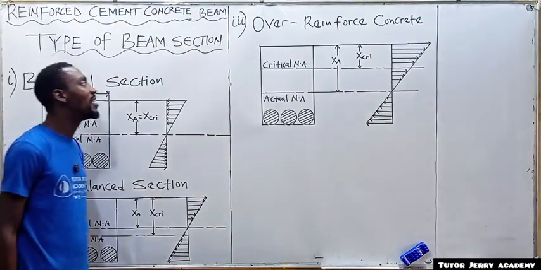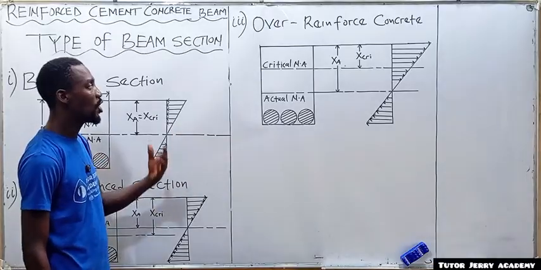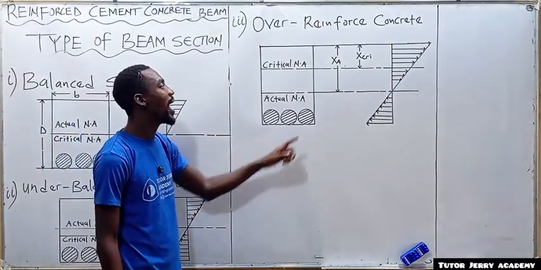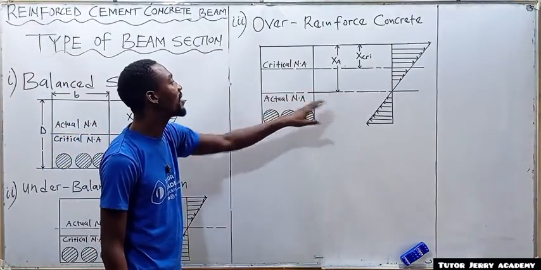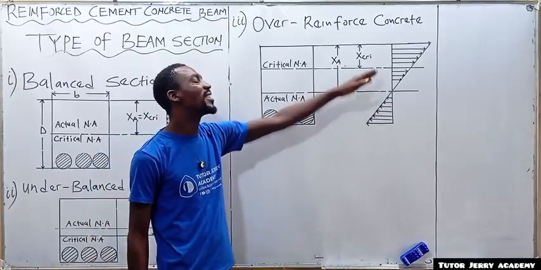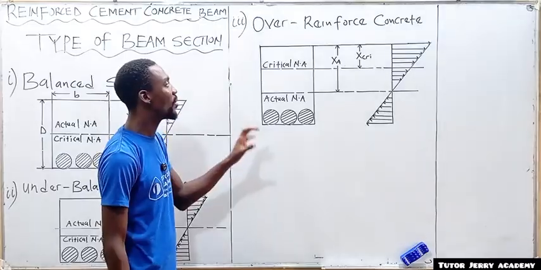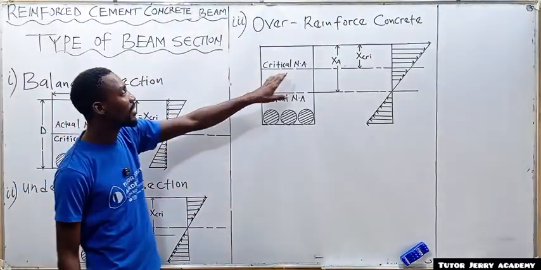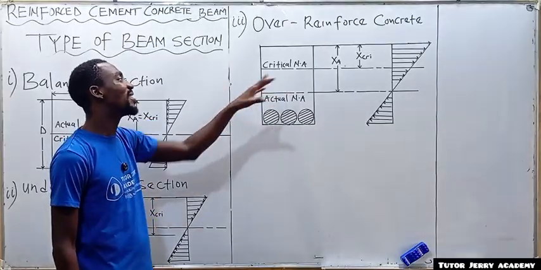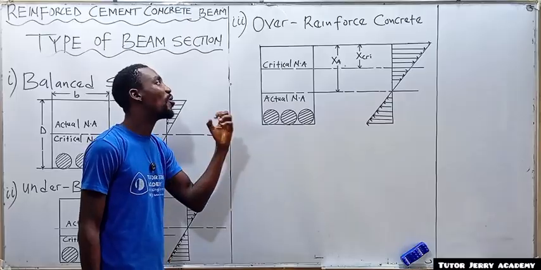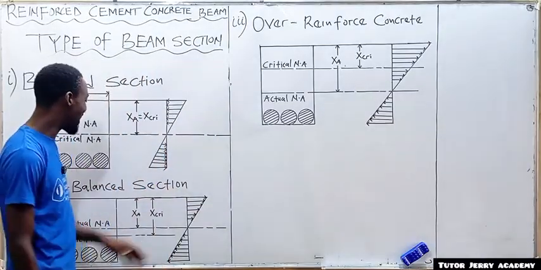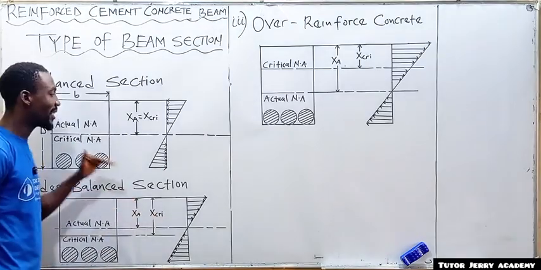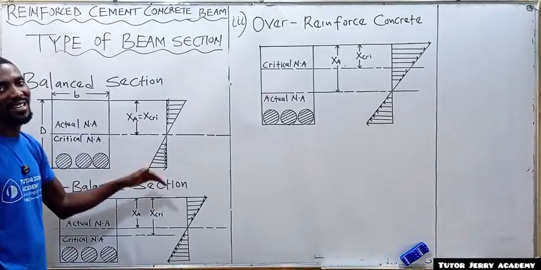Now, the last but not the least is the over reinforced concrete. You will observe that our actual neutral axis is greater than the critical neutral axis. That is why it is over reinforced concrete. By the time the actual neutral axis is greater than the critical neutral axis, we are going to have over reinforced concrete. But by the time it is lesser, we are going to have under balanced section. But by the time they are equal, we are going to have a balanced section.